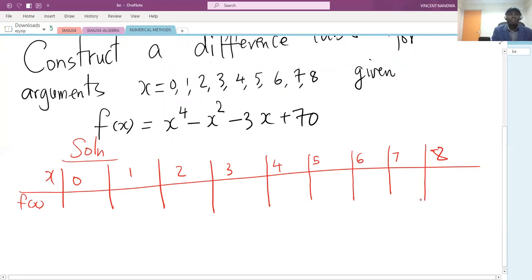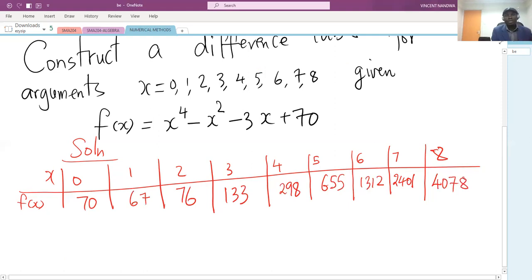So when you use your calculator, when you replace x for 0 in this function, you get 70. When you put 1, you get 67. When you put 2, you get 76. And then 133. And then we have 298. And then we have 655. And then we have 1312. And then we have 2401. And then we have 4078. So that's usually the first step. Write the table of values of x and then values of f of x.